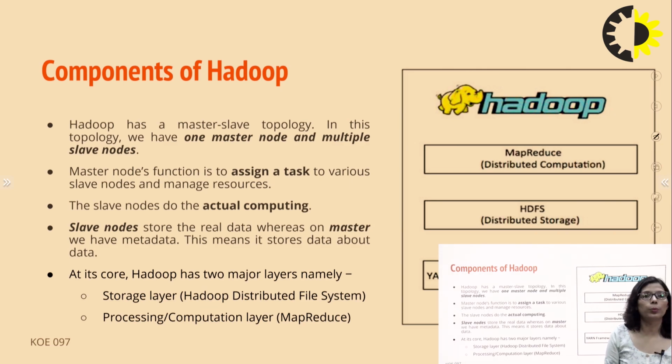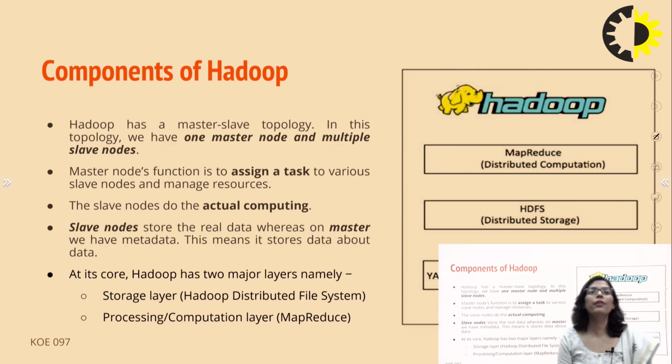Now the components of Hadoop. Hadoop basically has a master-slave topology. It means we have a master node and we have multiple data nodes. As an example, suppose you, as a student, are doing some project under a guide. We can say the guide is the master node, whereas you as a student are the slave node.